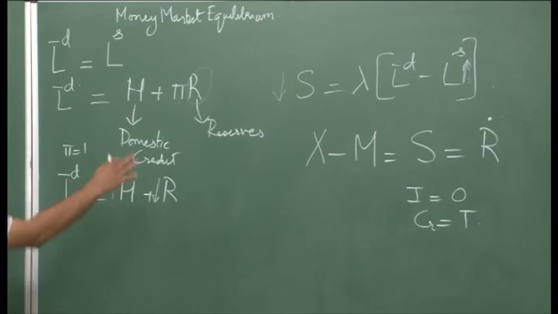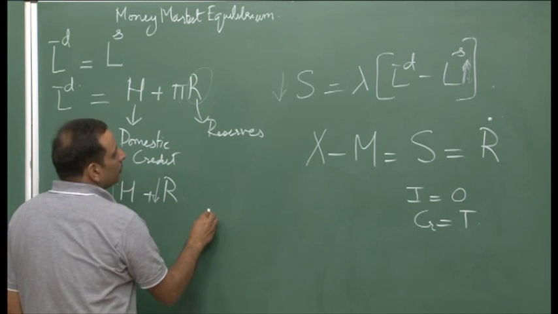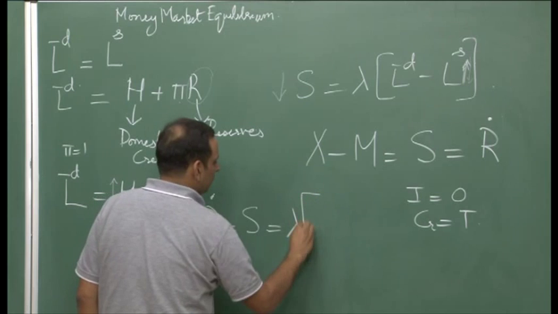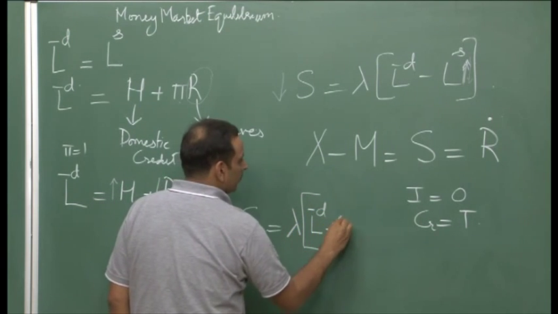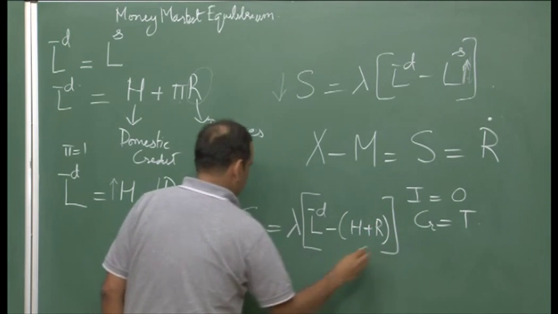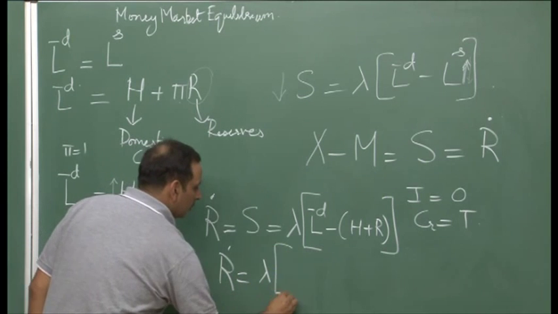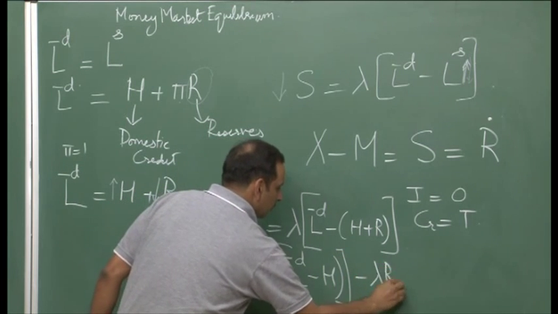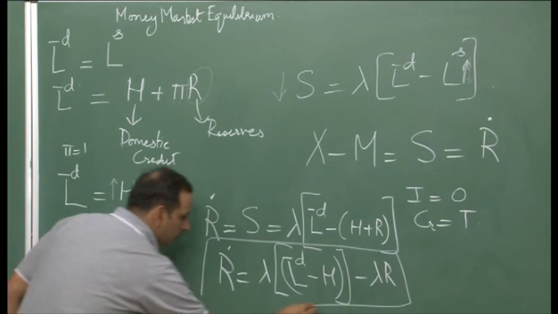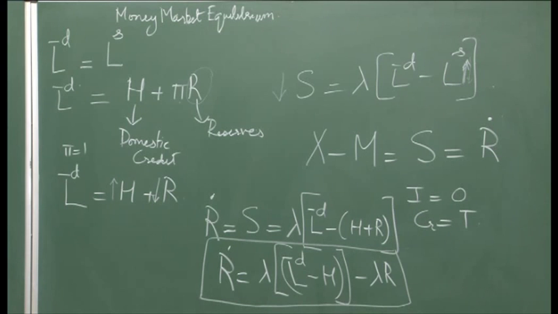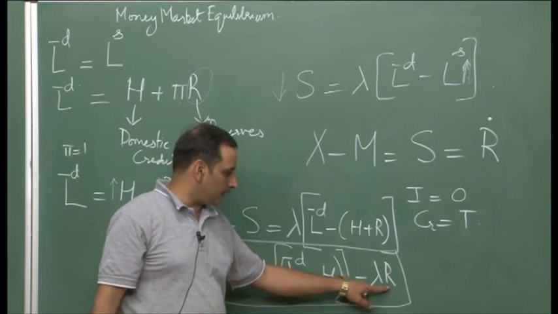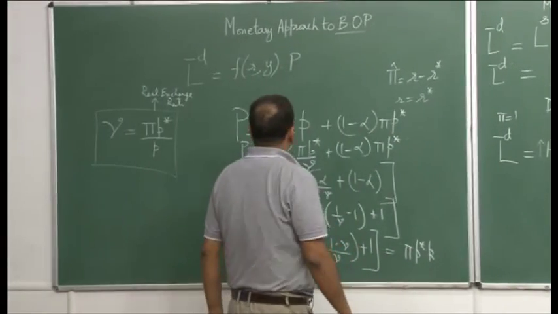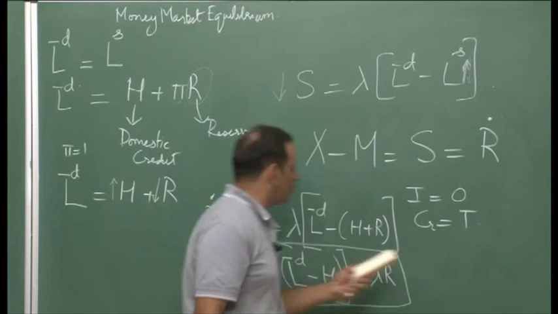So, then if you further work on this equation, you will get r dot equal to S equal to lambda times L bar d minus h plus r. So, you will get r dot. Now see this equation, we are trying to relate stocks with flows. R dot is equal to lambda L bar d minus h minus lambda r. So, in the last lecture, I left it at this point, and then I wanted to explain this equation through the diagram.